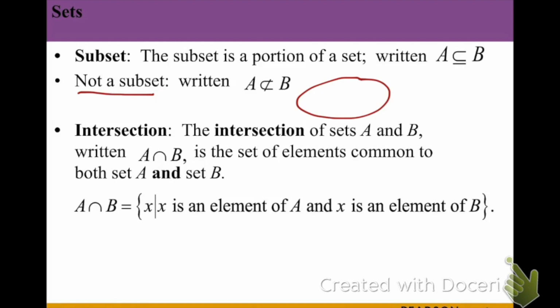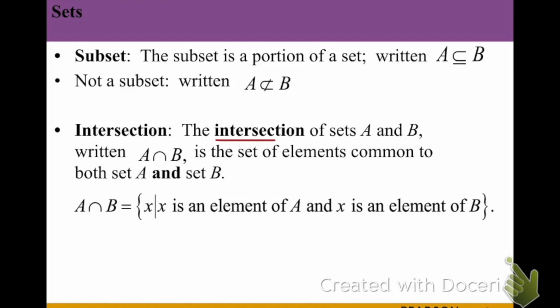Now, in the case where there is a set that is not contained in another set, or it's not a subset, we just draw a line through our little C there, which just means not a subset. So in this case, if that was set B and that was set A, notice that A is not contained in B, and so A is not a subset of B.